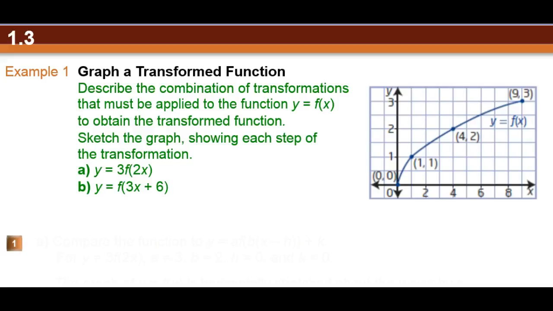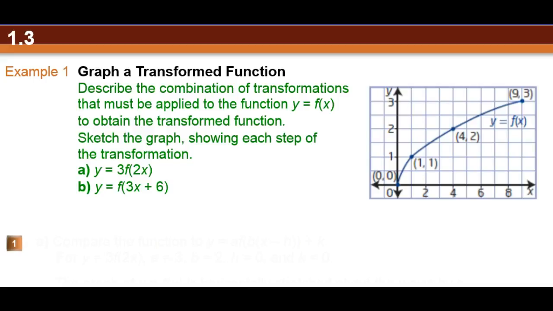And it's going to be of 3. We don't have a reflection because there's no negative. And then what about that 2 in the bracket? Yeah, it's a horizontal stretch. Right. So it's actually making it smaller. It's compressing it to a half.